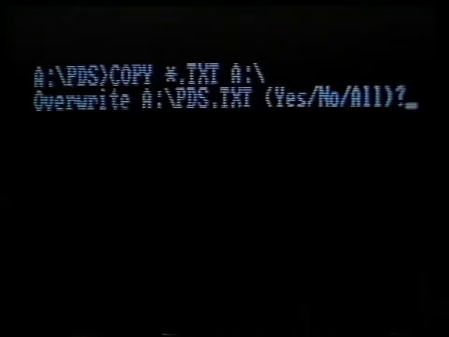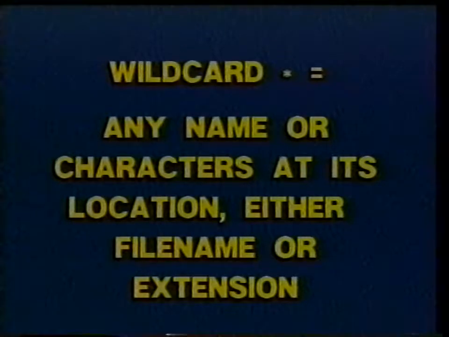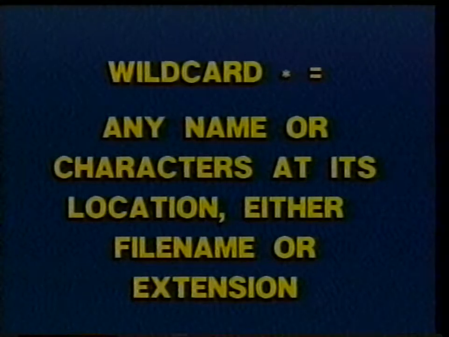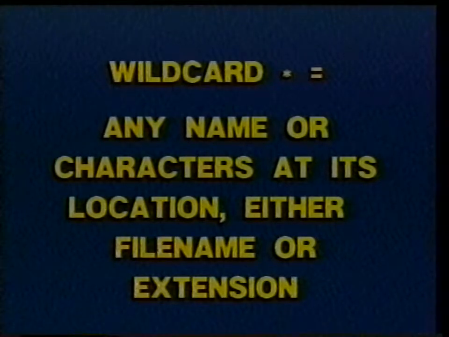There is a way to copy more than one file at the same time. Type the command copy *.txt space A:/ and press Enter. In this case, the asterisk is a wildcard character that represents any file name with the extension txt, and it will be copied to our designated destination, A:/.